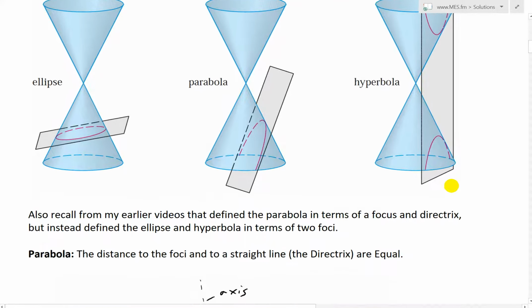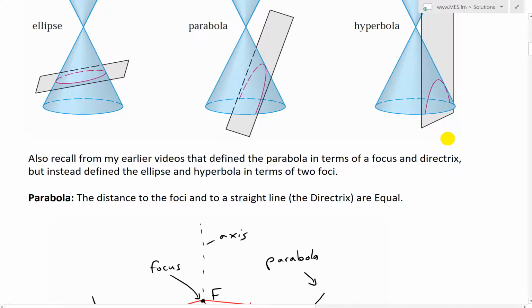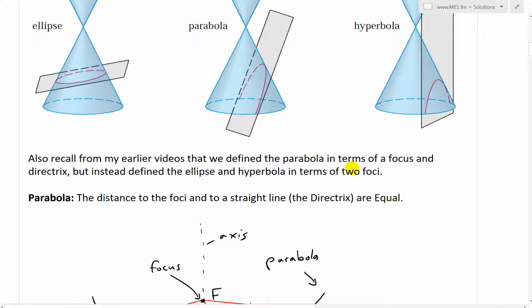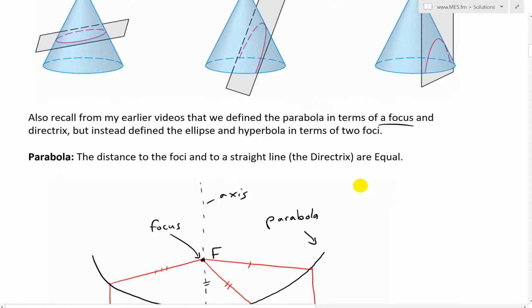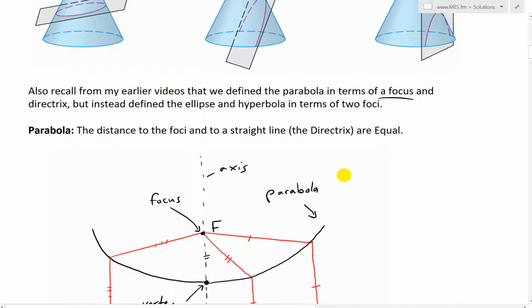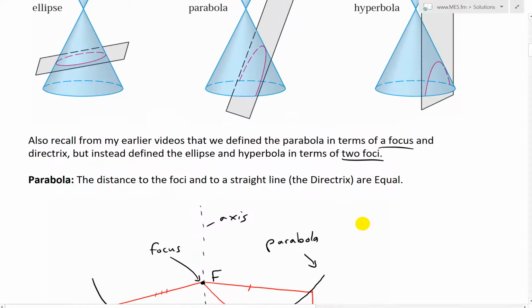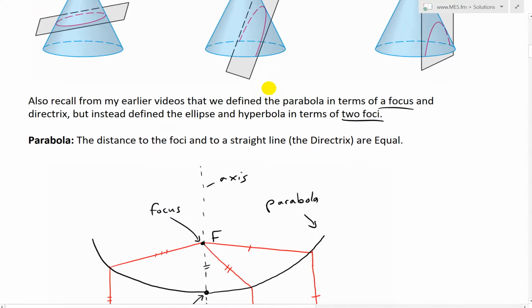So very interesting stuff. So now also recall from my earlier videos that we defined the parabola in terms of a focus and a directrix, and I'll recap on that soon as well. But instead we defined the ellipse and hyperbola in terms of two foci, so it wasn't using a unified theorem.